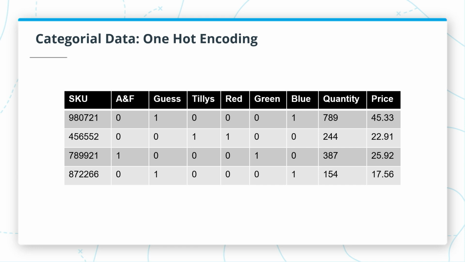This approach eliminates the problems generated by ordinal encoding. Unfortunately, it has some problems of its own, the most important one being the potentially large number of columns that get generated.